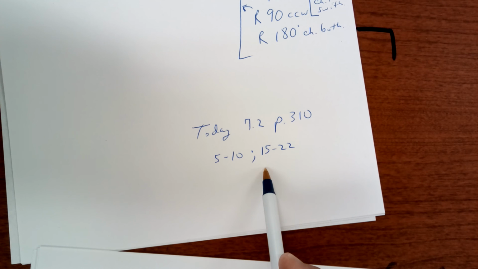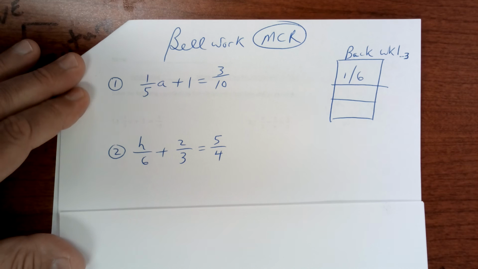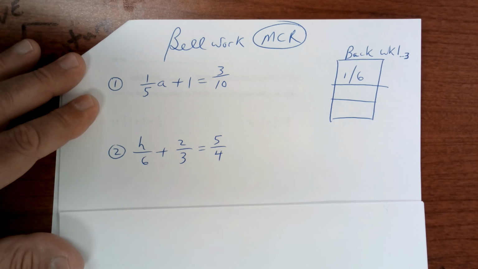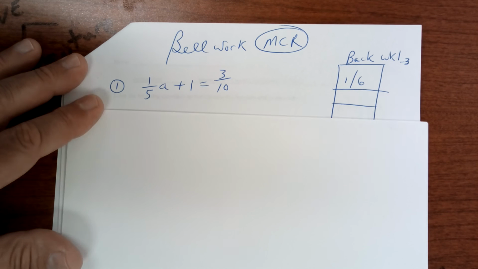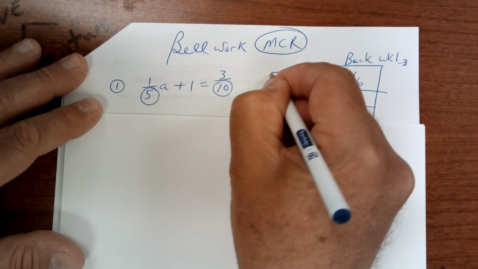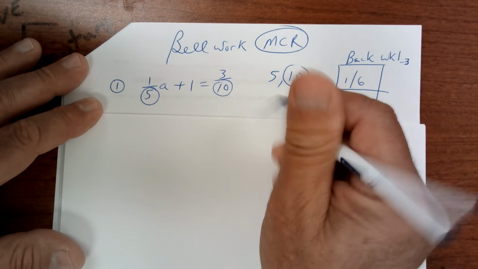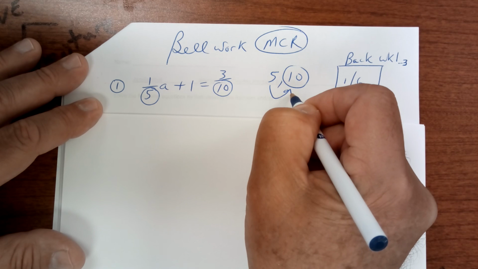Okay, we're going to switch now to MCR class. MCR class, we're going to work these and then you're going to discuss it with your neighbors. So let's take a look here. Your denominators are 5 and 10. So put 5 and 10 and then take the biggest, which is 10. Does 5 go into 10? The answer is yes. So that's your least common denominator.